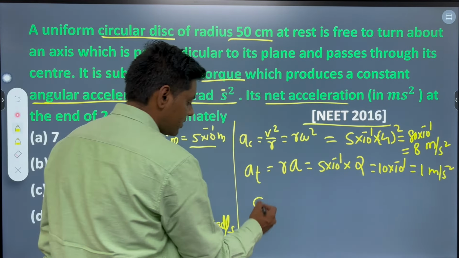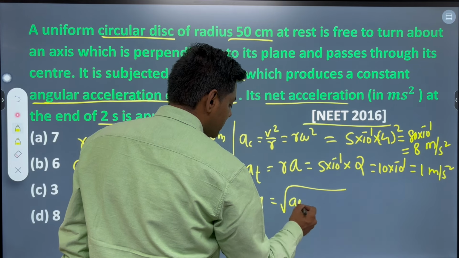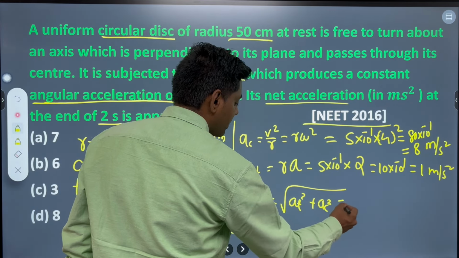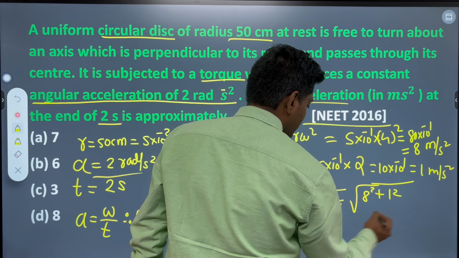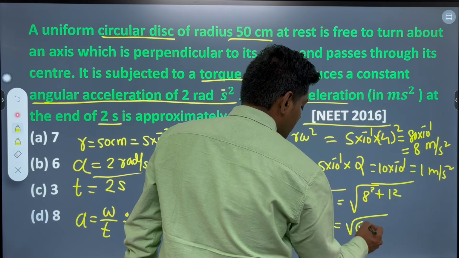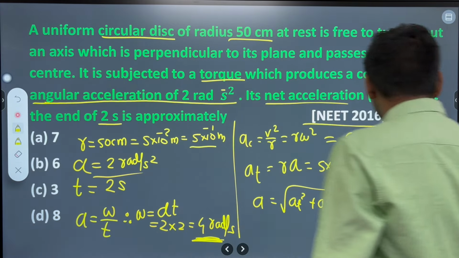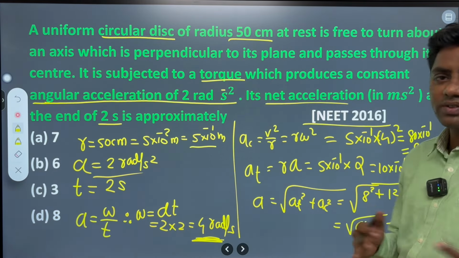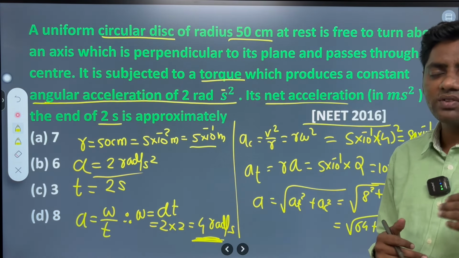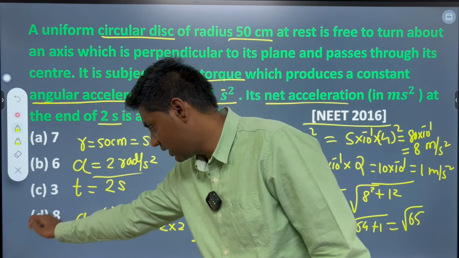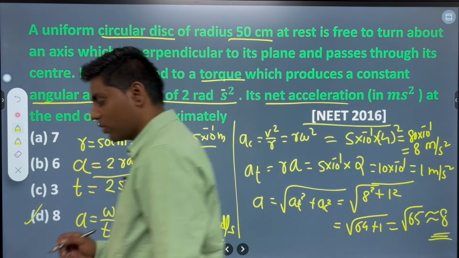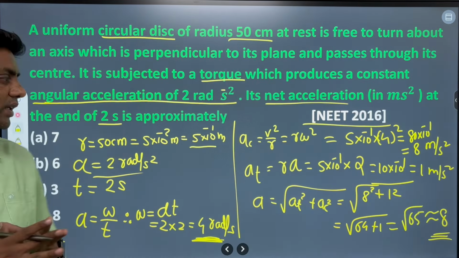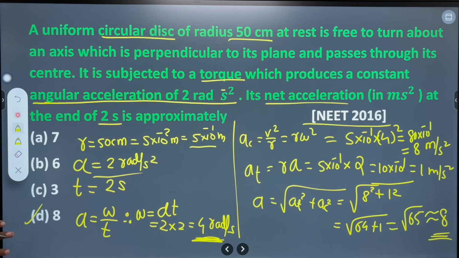As we know, what is the formula of net acceleration? Both are simple. It is equal to under root of AT square plus AC square. So that is under root of 8 square plus 1 square. It becomes under root of 64 plus 1, that is 65. And as we know, the under root of 65 is nearly equal to 8. So look at the options carefully. That is option D, nearly equal to 8 meter per second square. So it was a very easy question, complete it quickly. Take the screenshot. We go for the next.